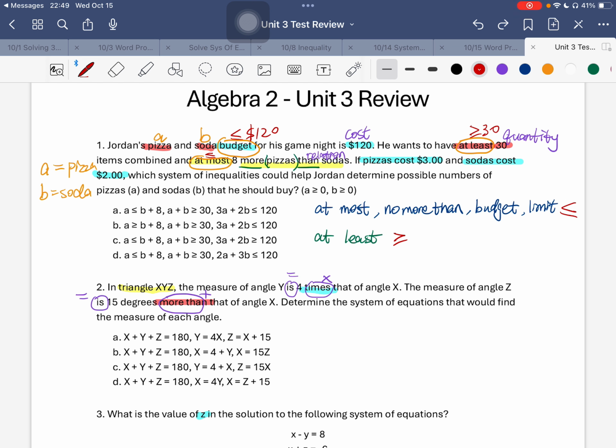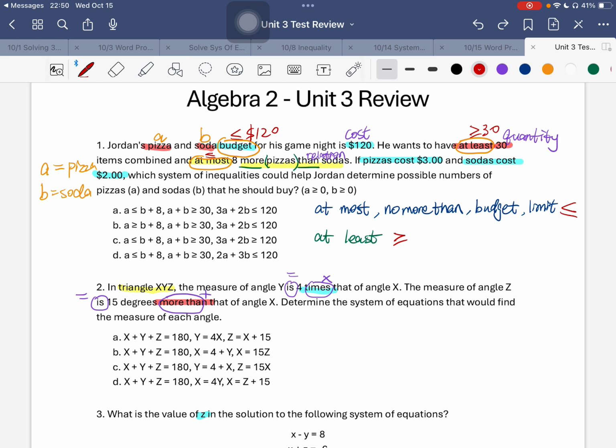From our anchor chart, we can see budget is less than or equal to, and the total cost is 120. It gives us 120, so it's less than or equal to $120. Now the second inequality keyword is at least. From the anchor chart, we can see it's greater than or equal to, and it's 30 items. That means 30 is the quantity, greater than or equal to 30. The third inequality keyword is at most, which is less than or equal to.